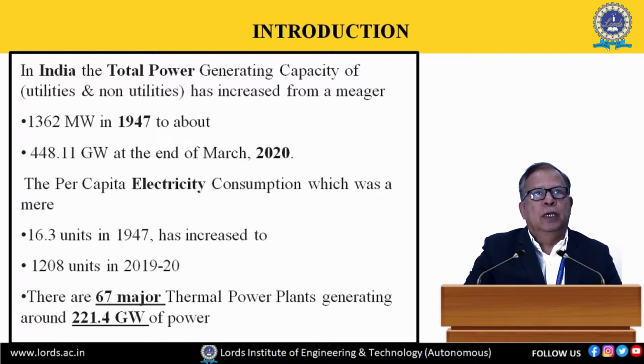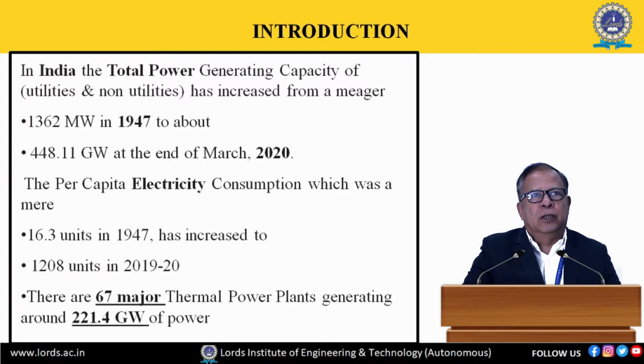Then you see here in introduction, India in 1947, power generating capacity of India was merely 1362 megawatt. But now, till March 2020, India is generating about 448 gigawatt of capacity. So now 1 gigawatt is equal to 10 to the power 3 megawatt.